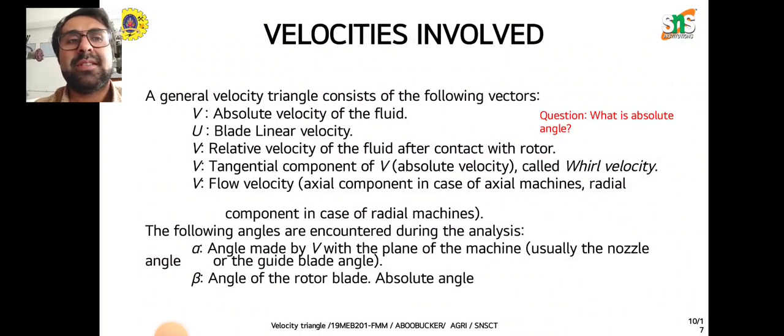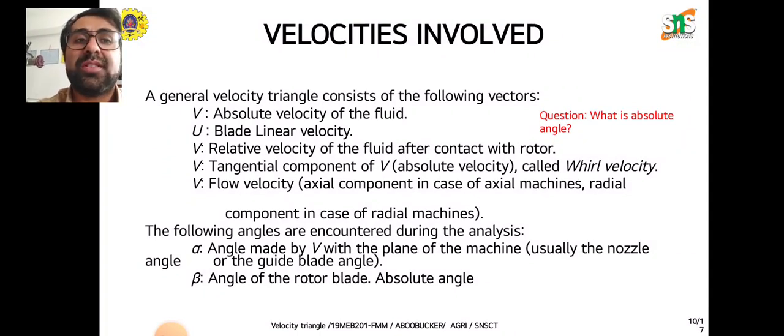So basically these are the terminologies which we have to know while drawing the velocity triangles. A general velocity triangle consists of the following vectors: V, which is the absolute velocity of the fluid, and the angle which that velocity makes entering inside is the absolute angle, which is the question which I have asked you people. Beta is the angle of the rotor blade, and U is the blade linear velocity. V is the relative velocity of the fluid in contact with the rotor.